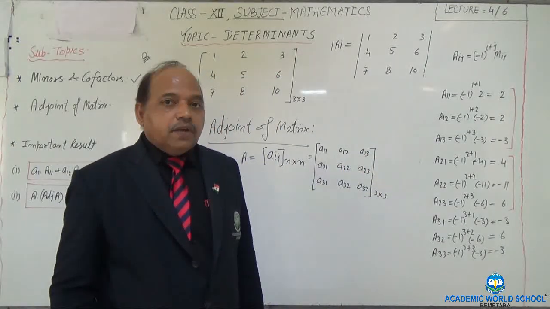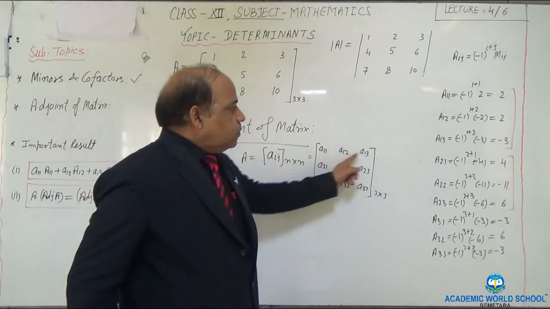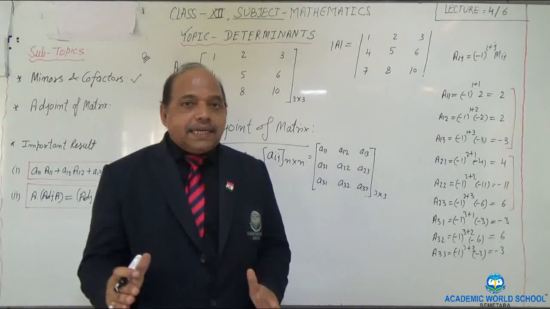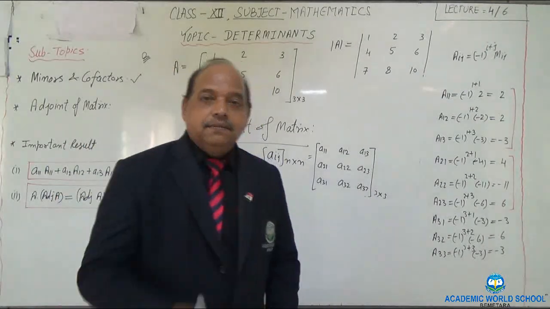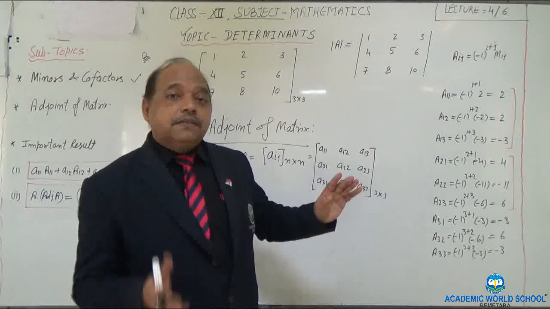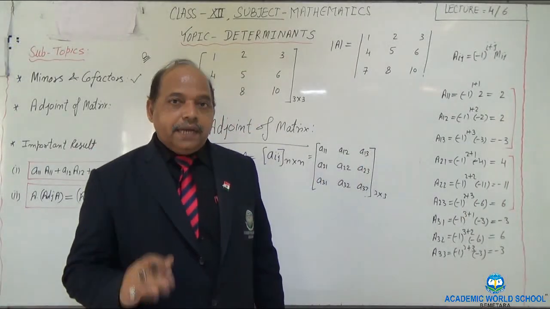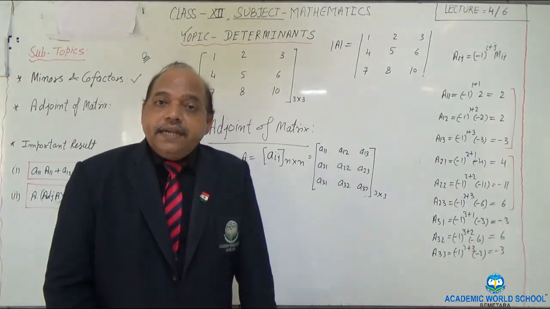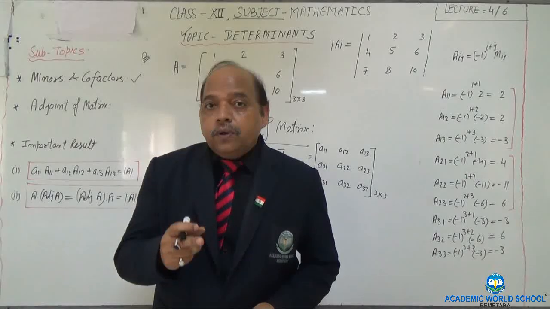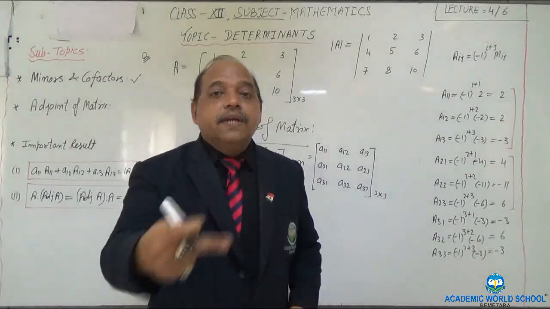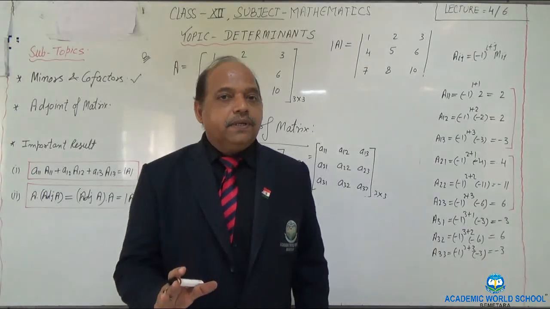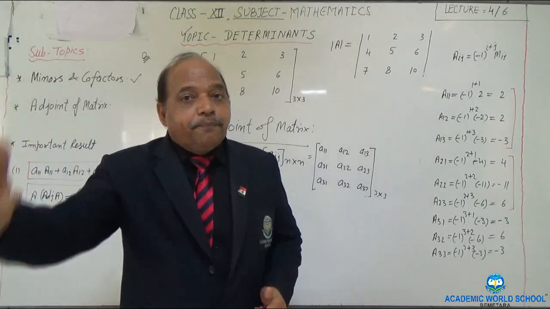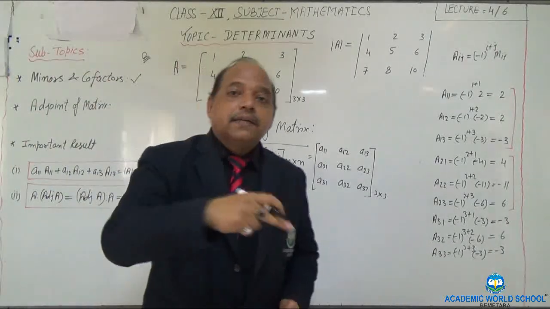Understand that here. So what are we going to do? First we need to know the cofactors of all these elements and then construct a matrix of cofactors. How? Replace all these elements by corresponding cofactors. Clear? And then that is not the adjoint. Then what is the adjoint? Adjoint is the transpose of the cofactors matrix of the given matrix. Once again, listen carefully. Adjoint of a matrix is the transpose of the cofactors matrix.